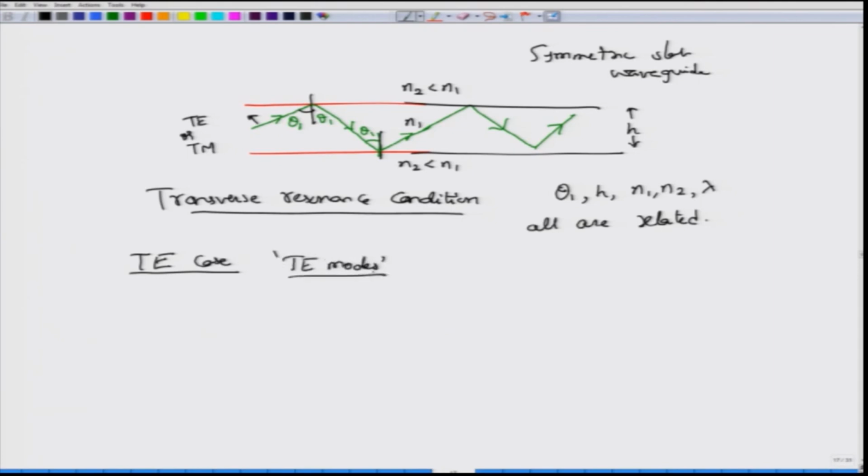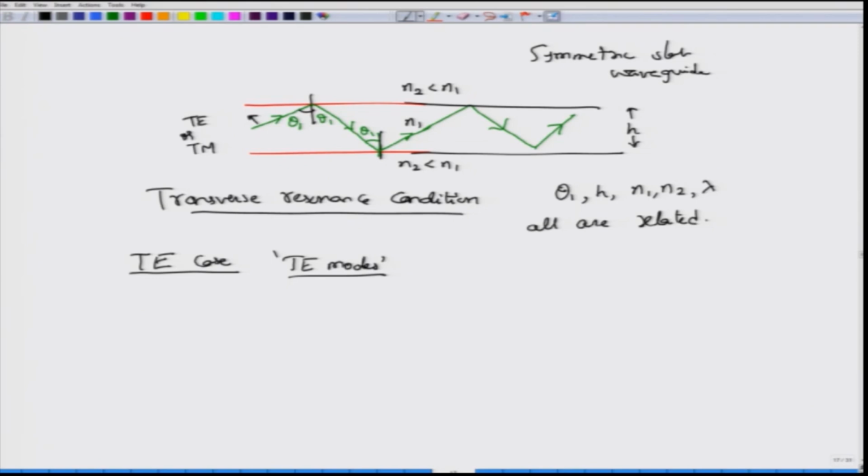A precise definition of modes and the concept of modes will appear in the module after the next one. So, for now we simply think of a mode as allowed values of theta 1. It is important: not every value of theta 1 greater than the critical angle will be allowed to propagate. There is a certain condition that you need to satisfy, and that condition is the transverse resonant condition. What is the transverse resonant condition?